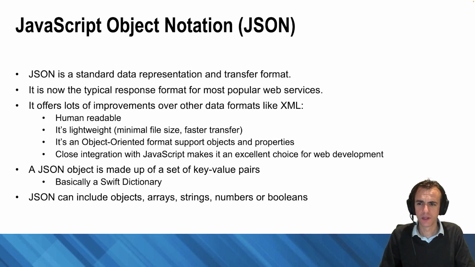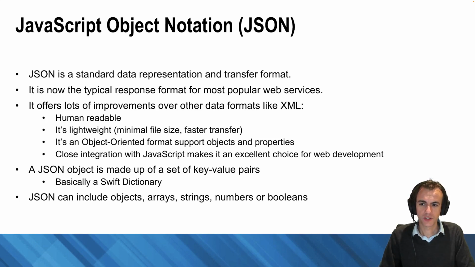JSON has some benefits over XML. One, it's human readable and human writable. It's lightweight. XML has lots of other brackets and property names and things repeated all through the code. And JSON is also object oriented, so it supports things like dictionaries and objects and arrays, and these things can be nested inside each other.